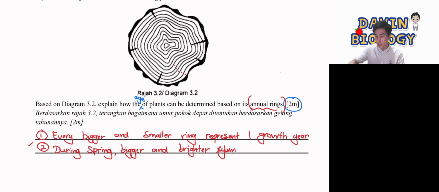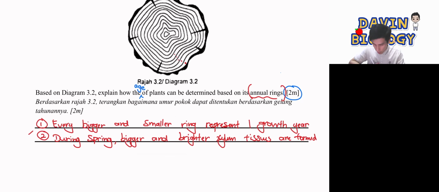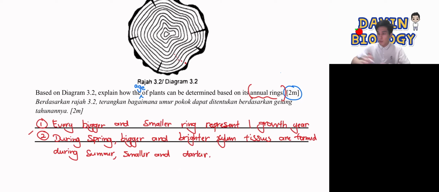xylem tissues. While during summer is the opposite, smaller and darker. Okay, so sometimes you just have to plan your answer based on the question. It's just 2 marks, you don't have to write that many. Let's say they ask you 4 marks, then of course you will explain more.